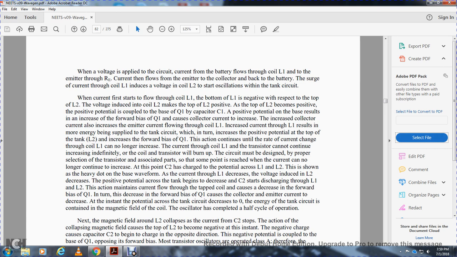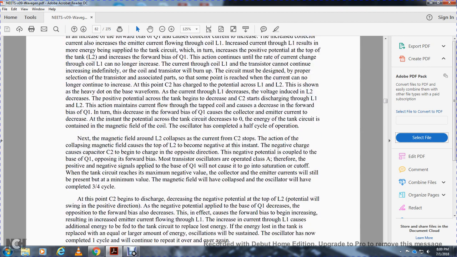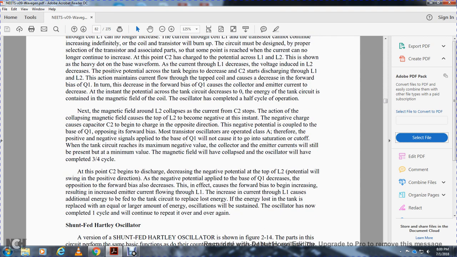The current through inductor 1 increases the voltage of inductor 2. The positive potential of the tank begins to decrease as capacitor 2 starts discharging through coils 1 and 2. This action maintains current flow through the tapped coil, causing a decrease in the forward bias of transistor 1. The decrease in forward bias causes the collector and emitter currents to decrease, reaching zero at the instant the potential of the tank circuit reaches zero. The energy of the tank circuit is then contained in the magnetic field of the coil.